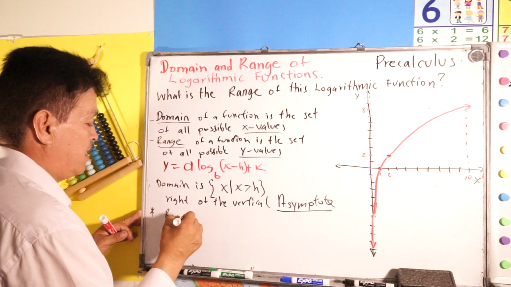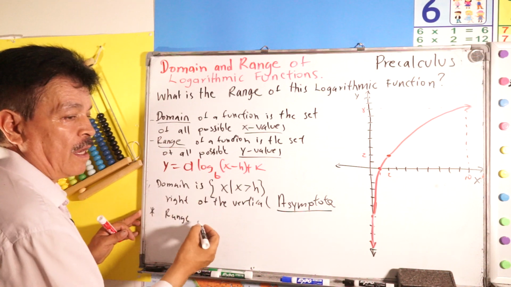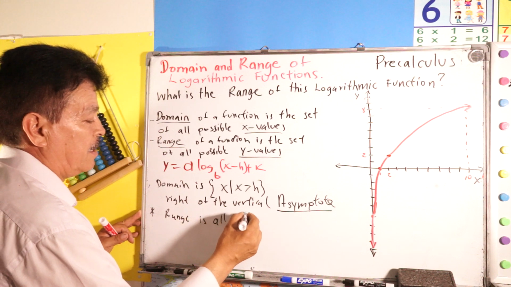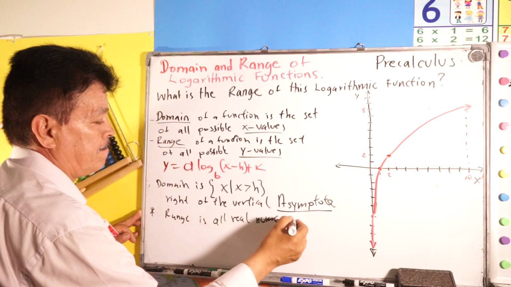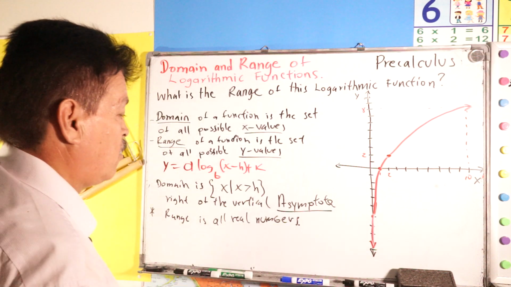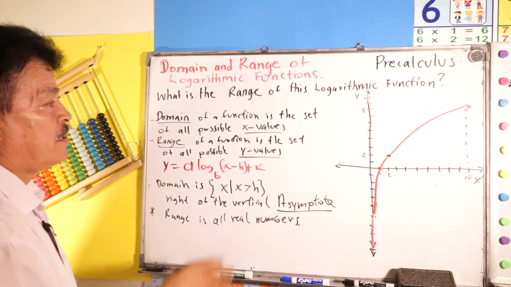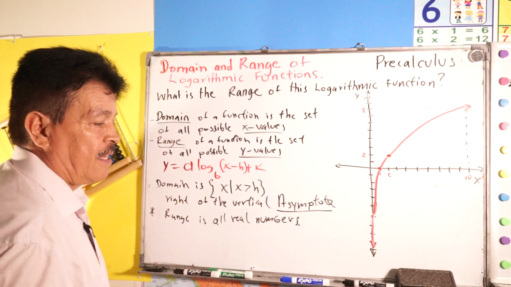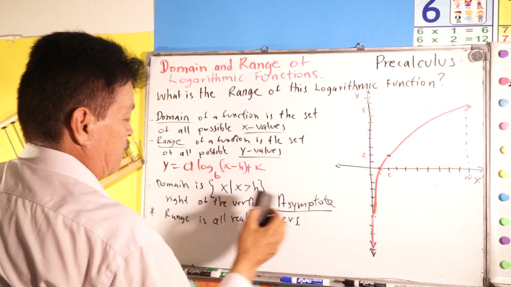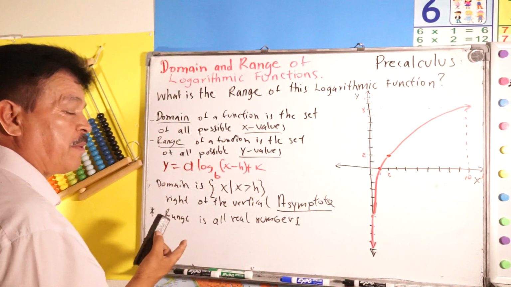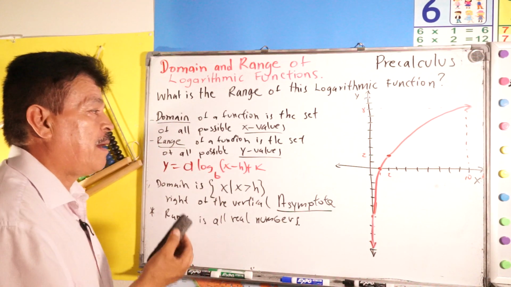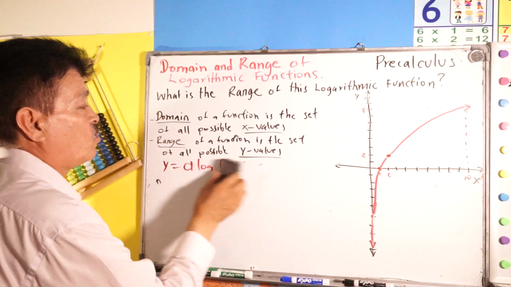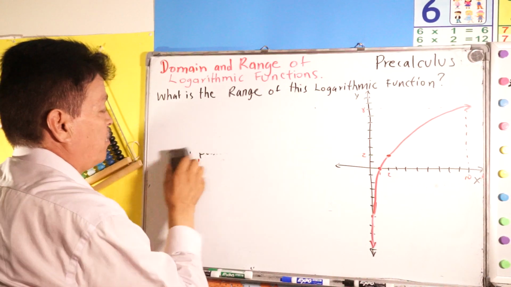And then the range is all real numbers. All real numbers. So this main idea explains our graph. Let me write some answers here. Keeping this important concept in mind, let's try to solve and find the answer to our problem.